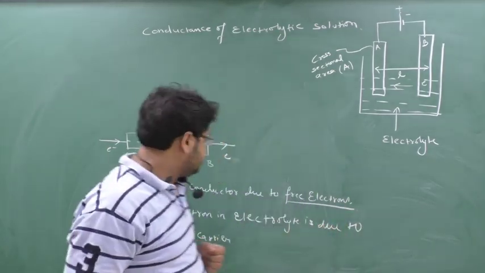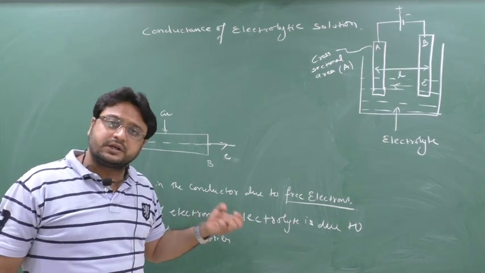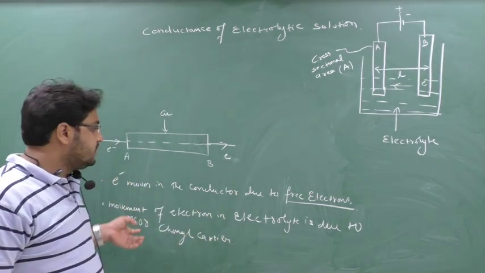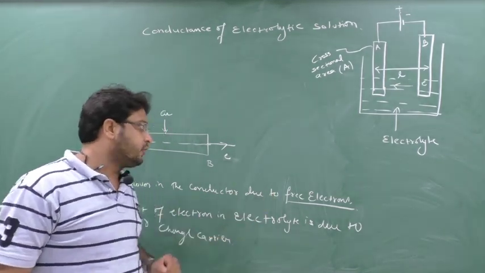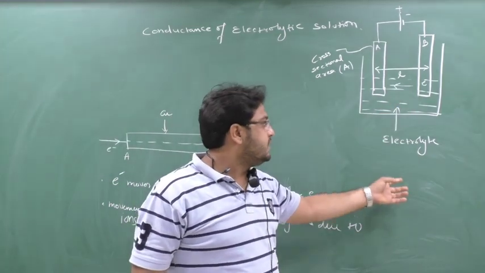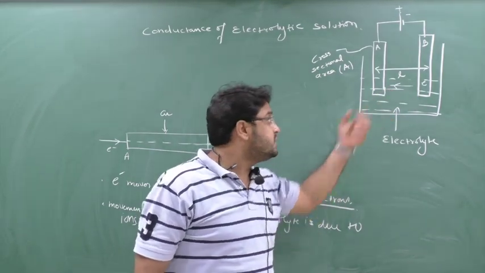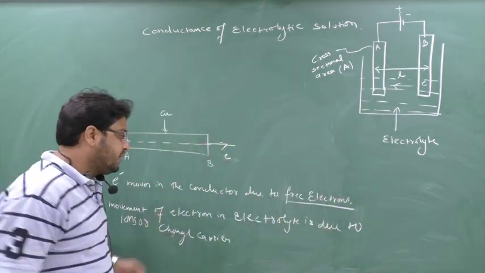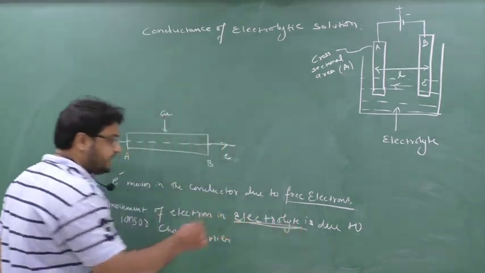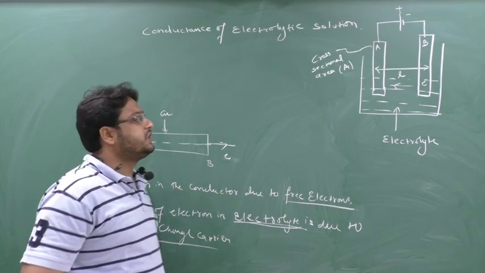Now as we know, the movement of electron in the conductor is due to free electrons. But this is not a conductor, this is a solution. Electrolyte is one kind of solution which conducts electricity. So now in solution, who is responsible? The movement of electron in electrolyte is due to ions, or charge carriers of the electrolyte.